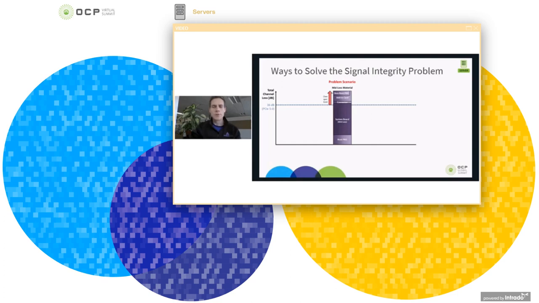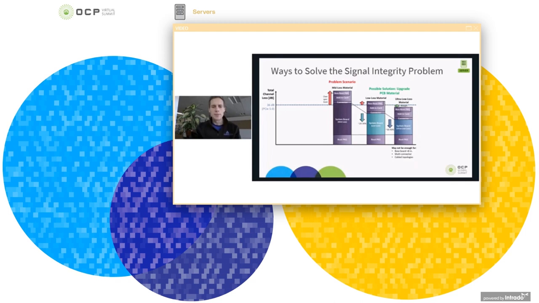And in this particular hypothetical case, the aggregate loss is over the spec limit. Now, what can you do to solve this? Well, one way is to upgrade the baseboard PCB material from a standard enhanced FR4, for example, to something lower loss like a Megtron 4 or Megtron 6.